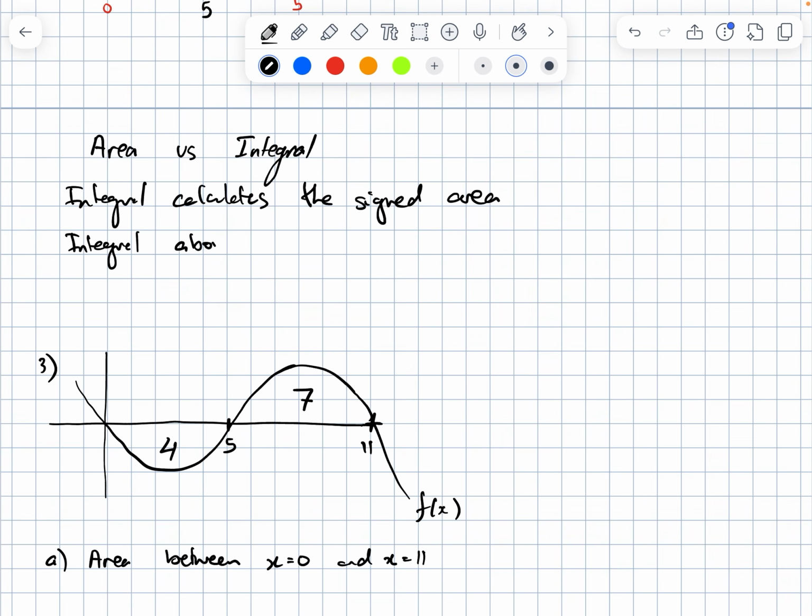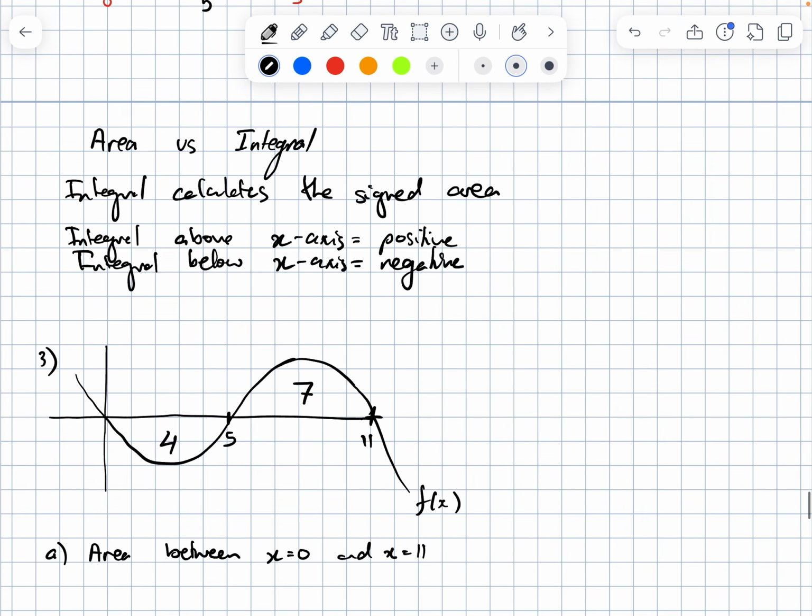So the integral above the x-axis equals positive, and the integral below the x-axis equals negative. However, the actual area itself is only a positive quantity, and so when you're working this out, you've got to realize that anything below the x-axis still has a positive area.